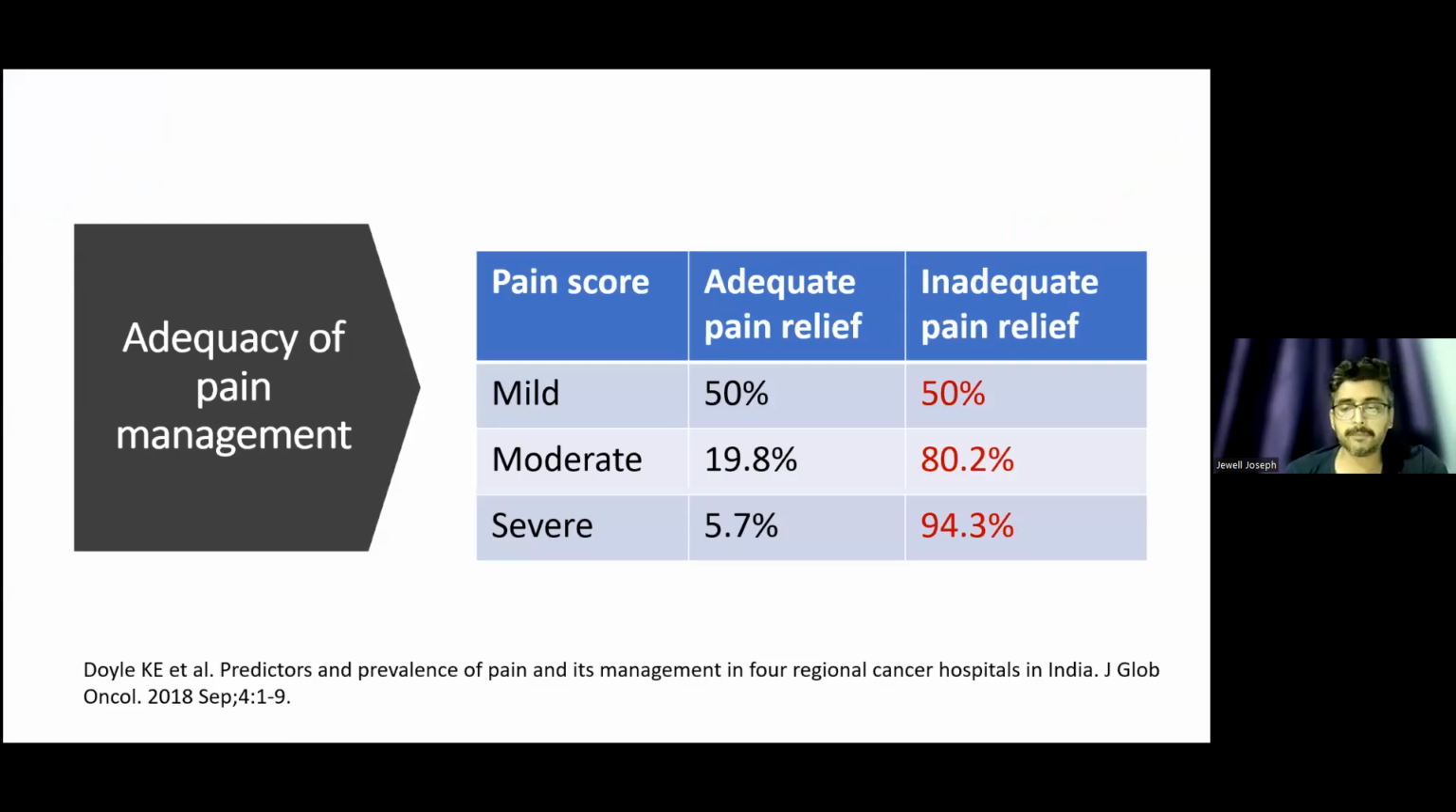This is another paper, published in 2018, from India. The review looked at the prevalence of pain and its management in four regional cancer hospitals, tertiary care centers in India. They found that in cancer patients having mild pain, only 50% received adequate pain relief. When it comes to moderate pain, only around 20% receive adequate pain relief, and in severe pain, only 5.7% receive adequate pain relief. In other words, around 94% of the patients who are having severe pain are not getting adequate pain relief.